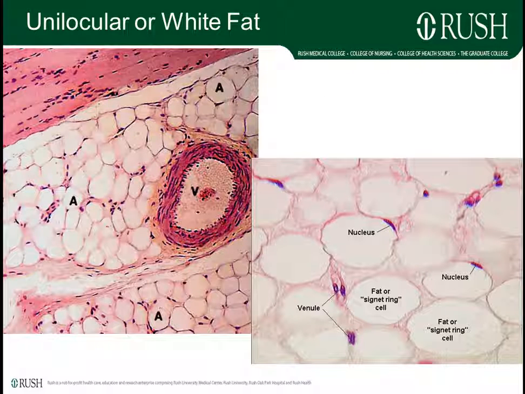Here are a couple of examples of histological sections of unilocular or white fat. So on the left you see the low magnification picture, and the cells really look like just empty space. When you look at the cells themselves at higher magnification, as on the panel on the right, you can see that the cytoplasm is just this thin rim, and most of the volume is in fact that lipid droplet, and the nuclei are pushed to the edge, and that's why they're sometimes called the signet ring appearance of the fat cells.